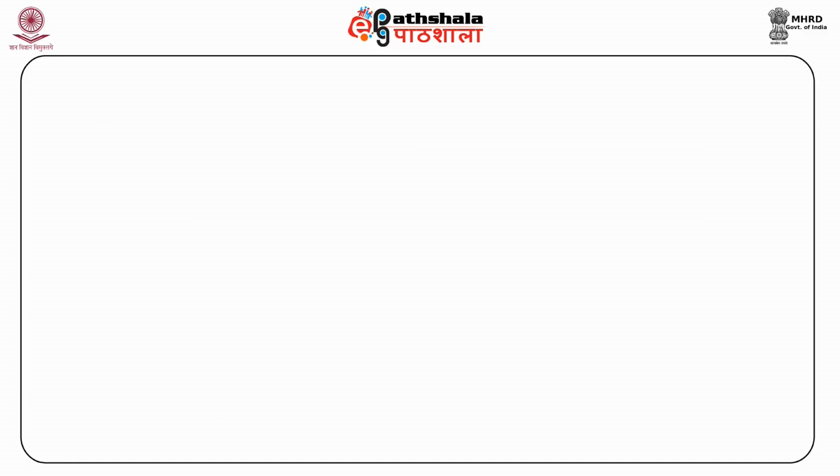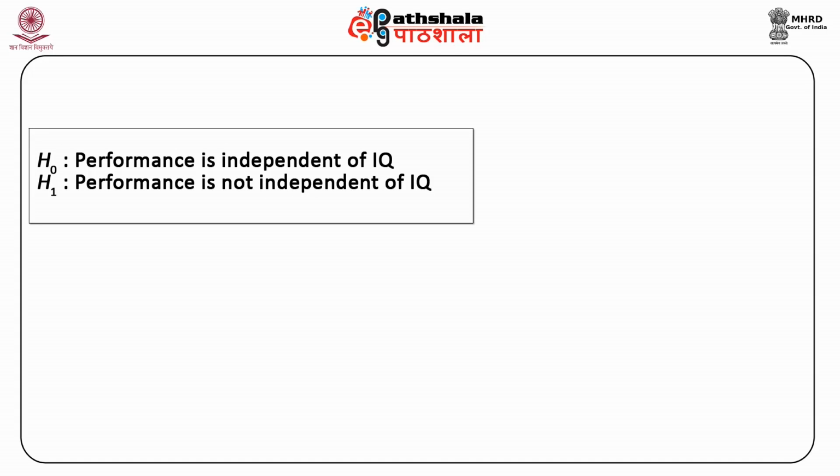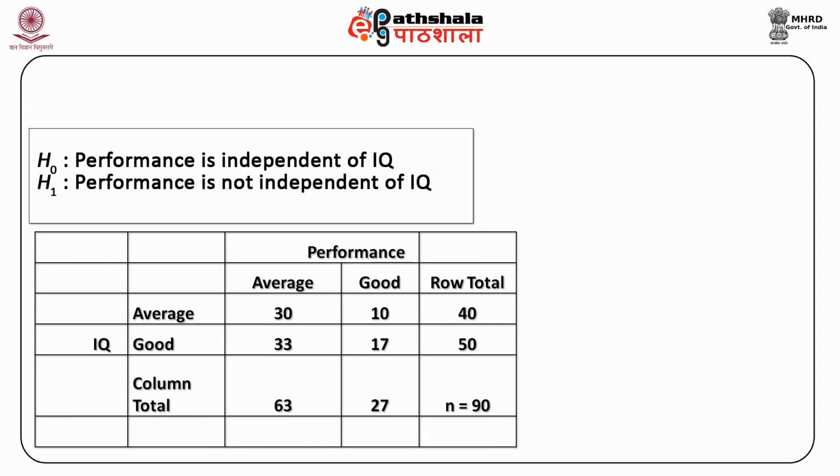It can be solved as follows. The null hypothesis is that performance is independent of IQ, and the alternative hypothesis is that performance is not independent of IQ. Now, in the table, we have the cells giving combinations of performance and IQ. The column totals for performance are 63 for average and 27 for good. Similarly, the row totals are 40 for average IQ and 50 for good IQ. And the totals of the rows as well as of the columns all add up to 90. That is the sample size.